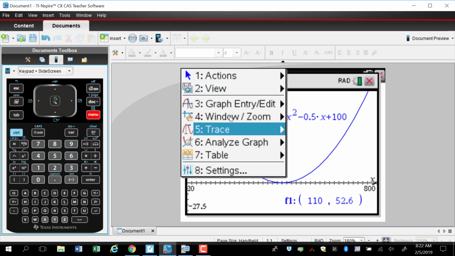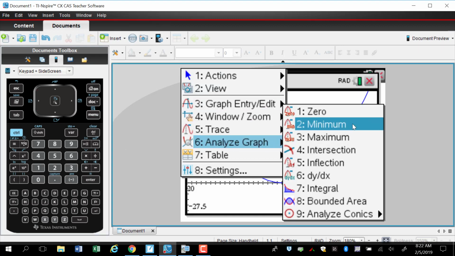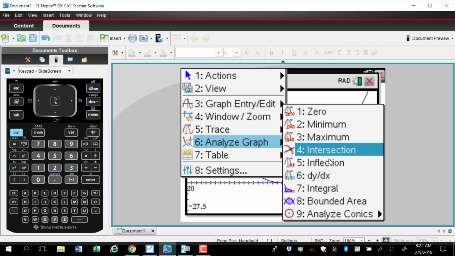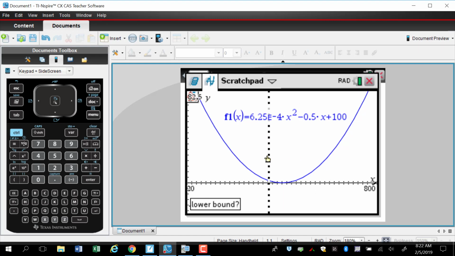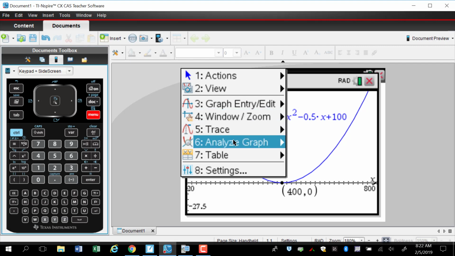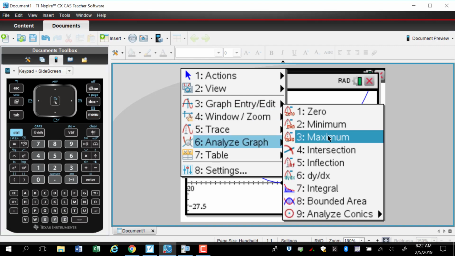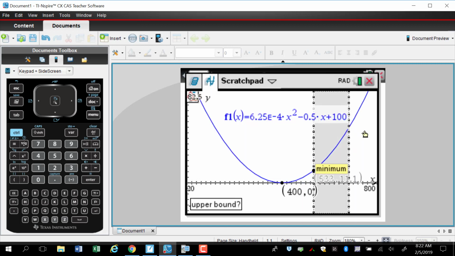The other thing we can do is look for minimum values, maximum values, or zeros. If we want to know if it's ever going to cross, we can use the zero function. We click on the left and the right, and it'll tell us there's a zero right there. If we go back to our window and want to find the minimum value between here and here, that's going to be 533.